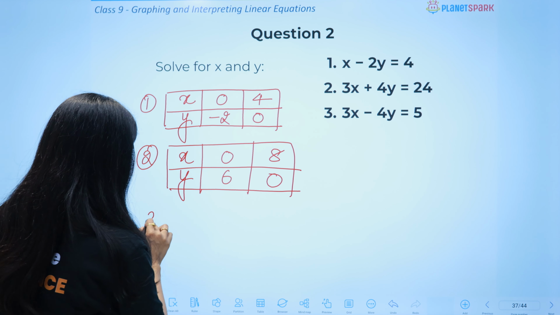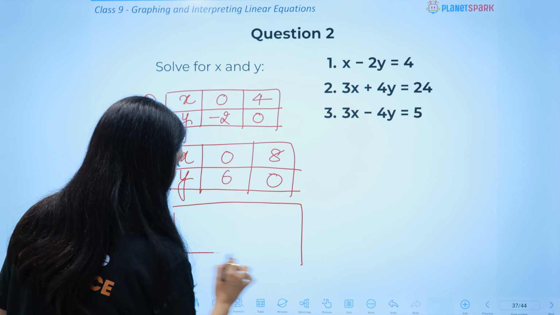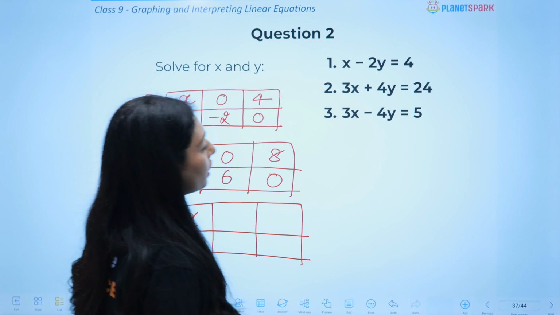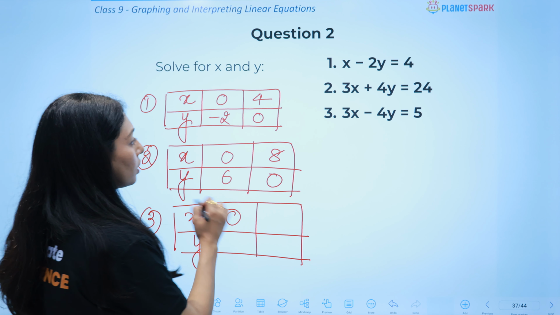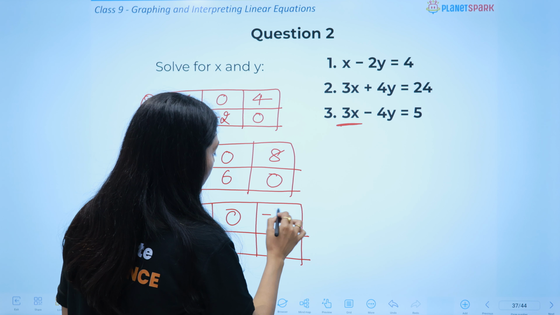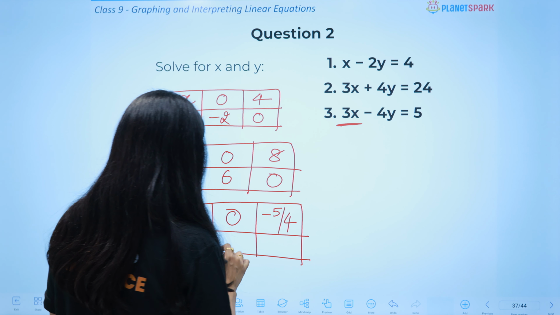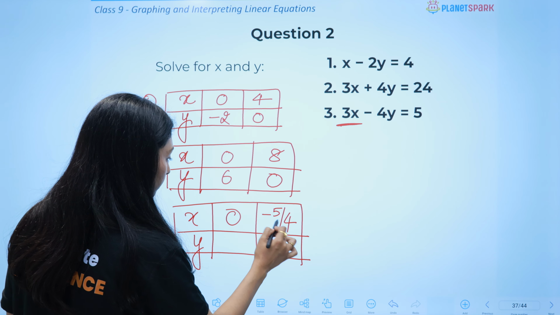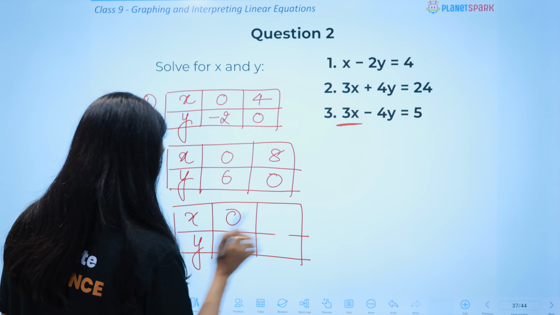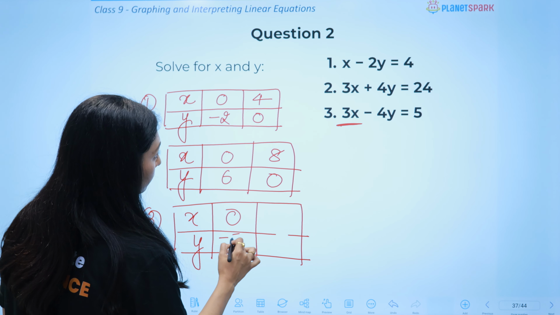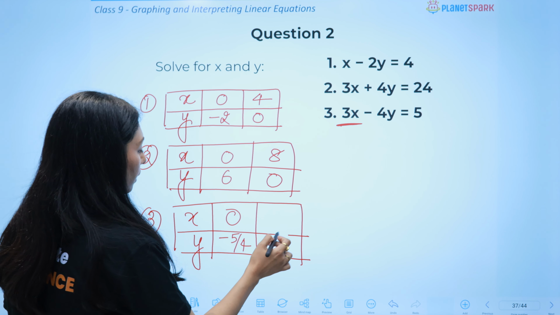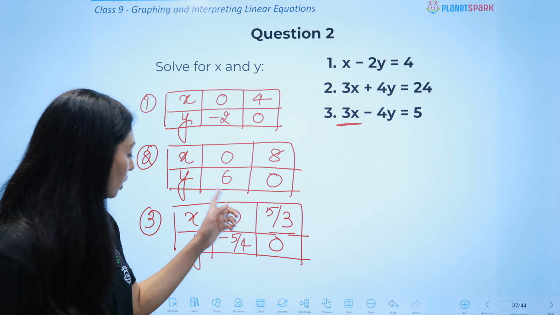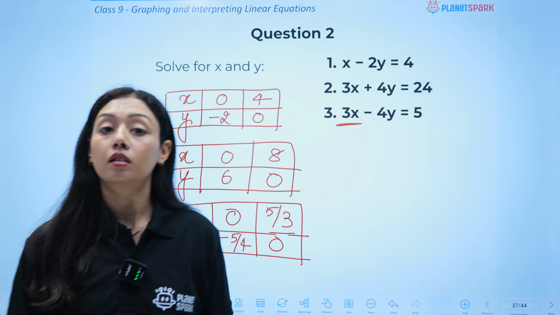Then the third one. Let's have the table x and y. 3x minus 4y equal to 5. Let's say I'm putting x equal to 0. So y is negative 5 over 4. If I put y equal to 0, then x will be 5 over 3. So (0, negative 5 by 4) and (5 by 3, 0).